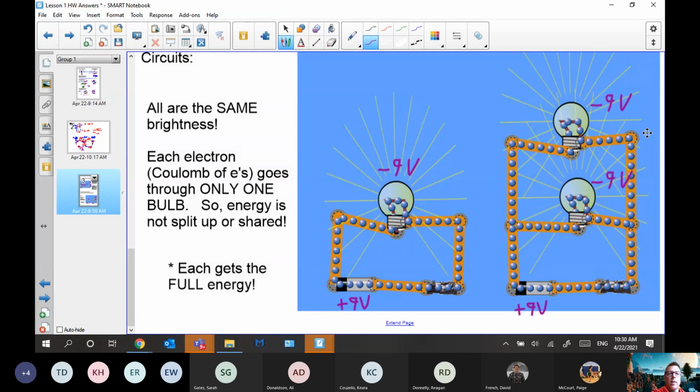So the way you can explain that is right here with the idea that each electron only goes through 1 bulb. So if you're looking at the path the electrons would take here, electrons either go through this loop and drop off their energy there, right? Picture an electron or a group of electrons, of course, with 9 joules, right? So that electron with 9 joules can come along here. Let me just group that together.